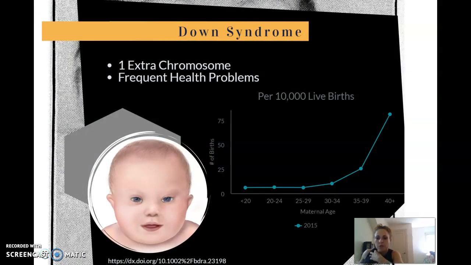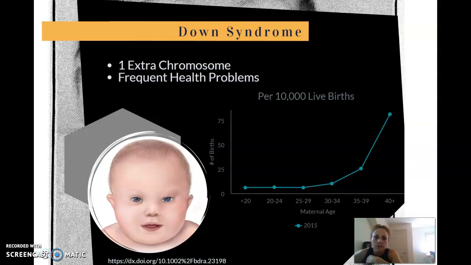Some of the common ones you'll see: Down syndrome, although Down syndrome is maybe less common than it used to be, just because it's so common for Down syndrome babies to be aborted. In some countries, 100% are aborted. It's not at that level here, but for that reason, we're seeing less Down syndrome. It's not that the incidence has gone down, it's just that they're not being born.